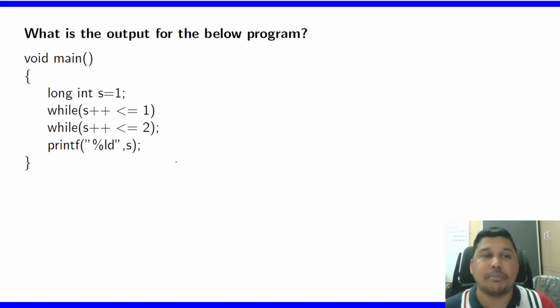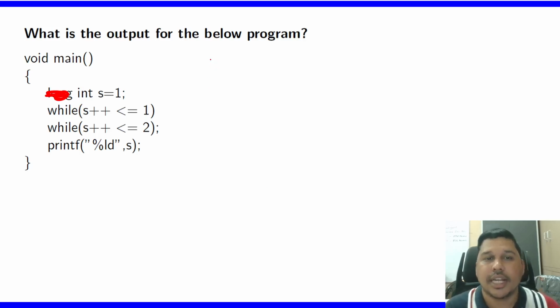So try to attempt this. We will study about long. Long is again a modifier to the data type. We will see long in the next video, but for now assume it is only int. int s equal to 1. Then while s++ less than or equal to 1, while s++ less than or equal to 2, semicolon, printf the value of s. Try to attempt this question and pause the video, guess the answer, then see my explanation.